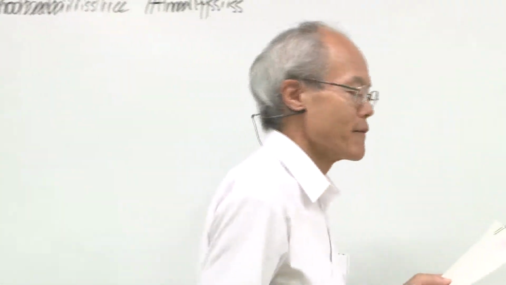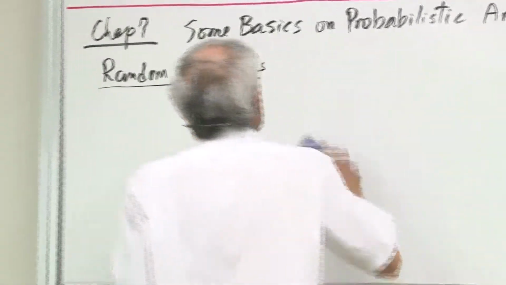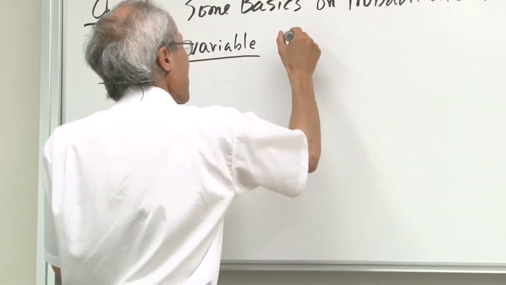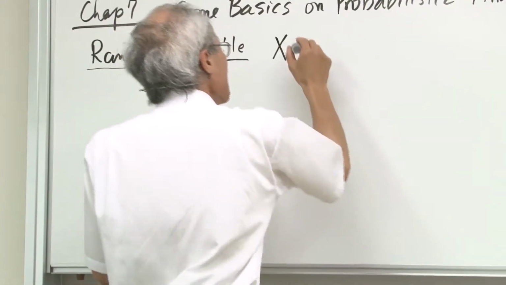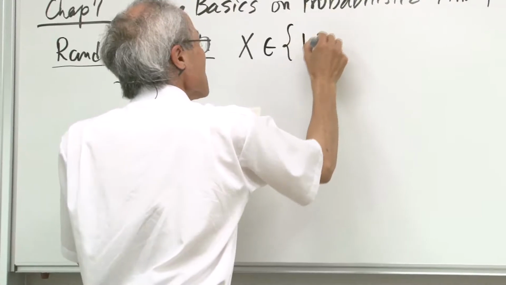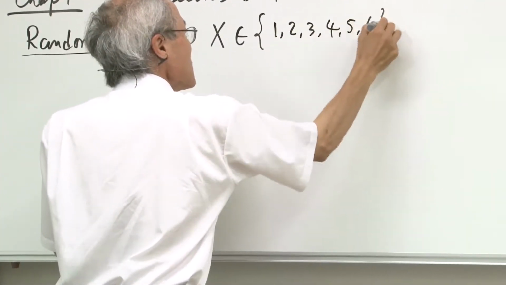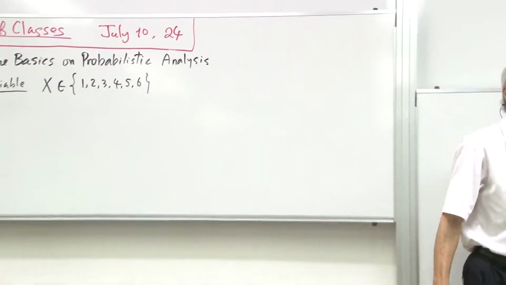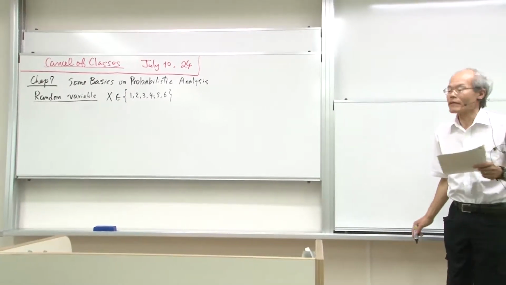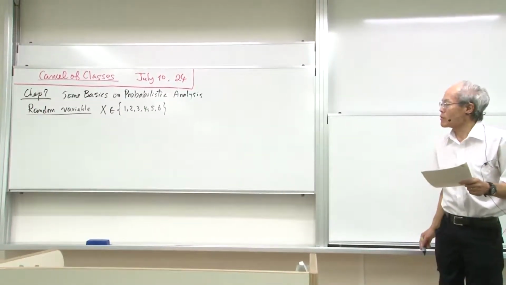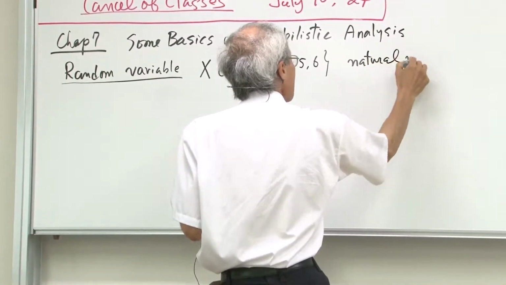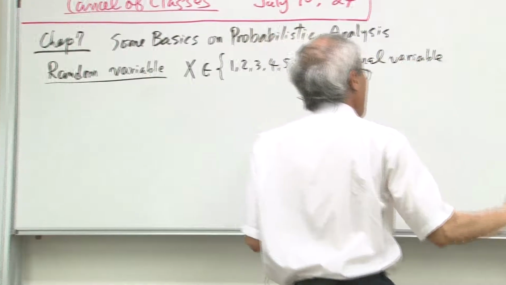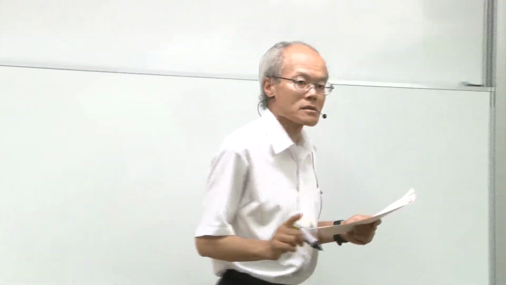This is the most important notion, random variables. Suppose that we have a random variable x. x is a number from 1 to 6. So this is a standard notion of a variable. Variable x takes a value 1 or 2 or 3 or 4 or 5 or 6. But if we say x is a random variable, then we have another thing.